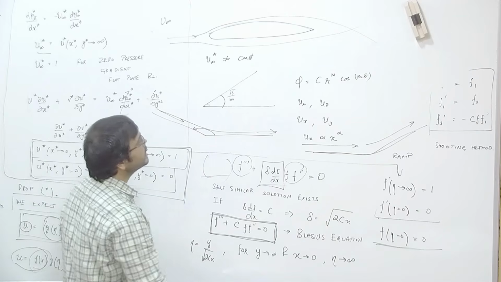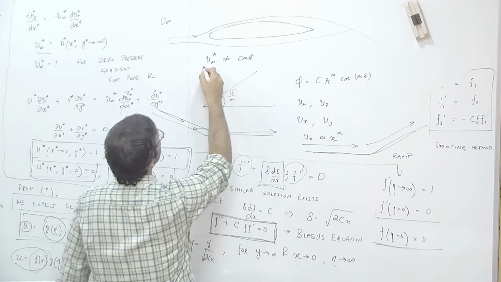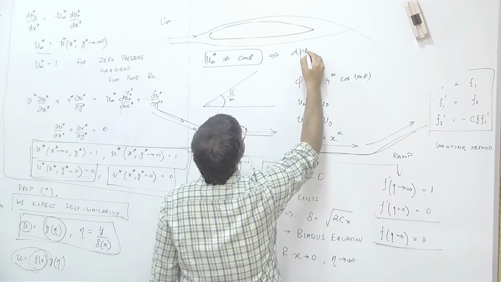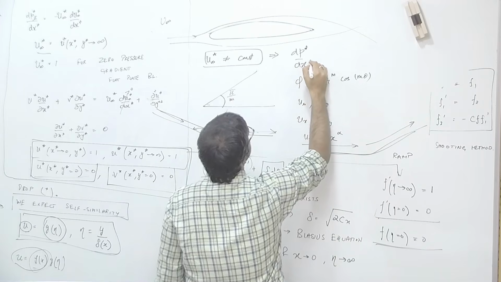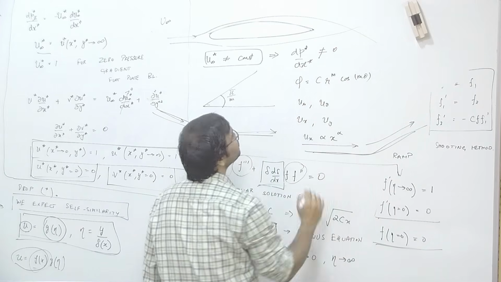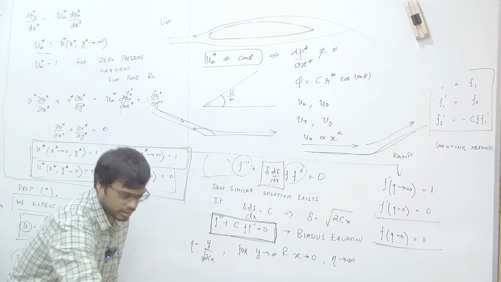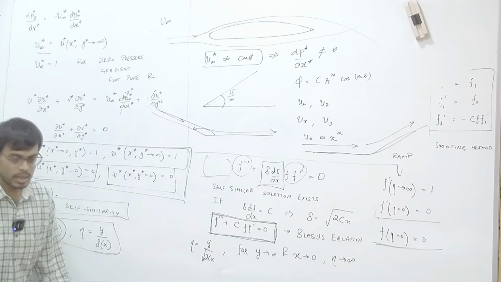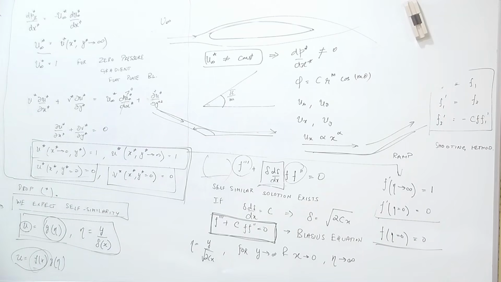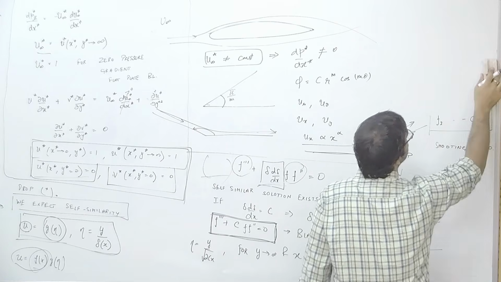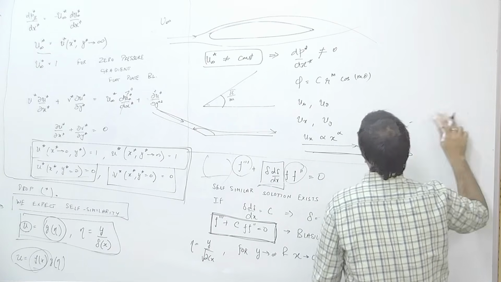Okay. And in these cases, of course, your u infinity star is not a constant, which means your dp star over dx star is not 0. So, you do have some pressure gradients. Now, what do these pressure gradients do? And this is what our demonstration is also going to be about. What do these pressure gradients do?